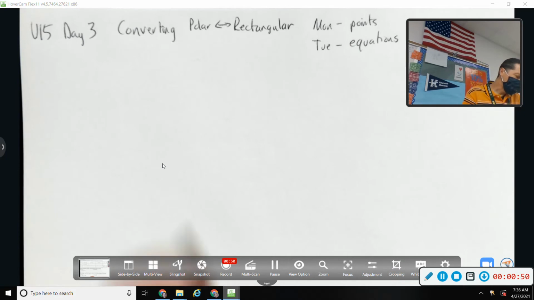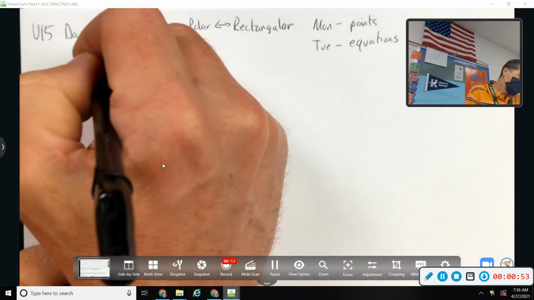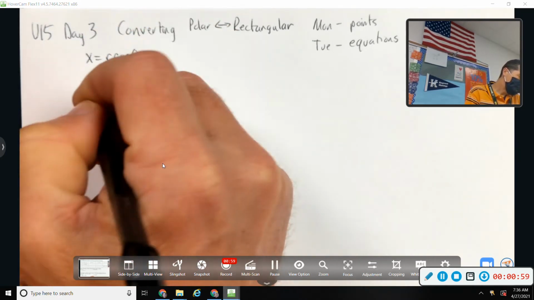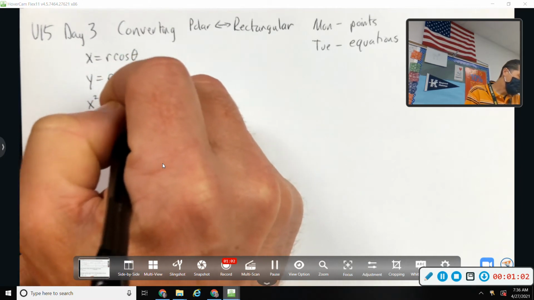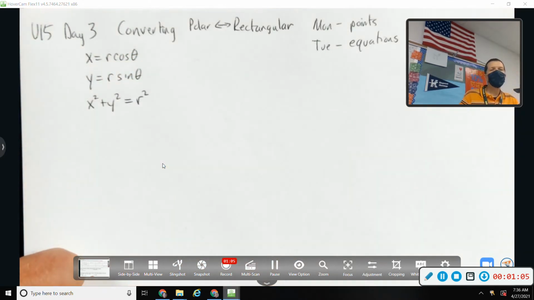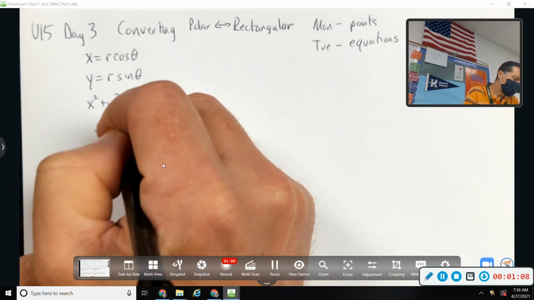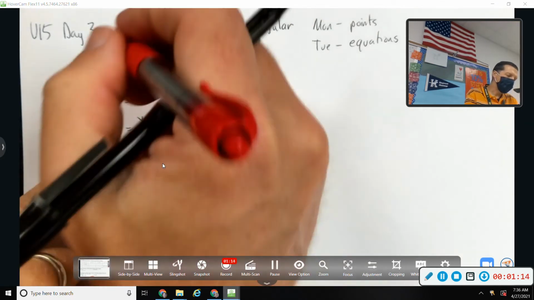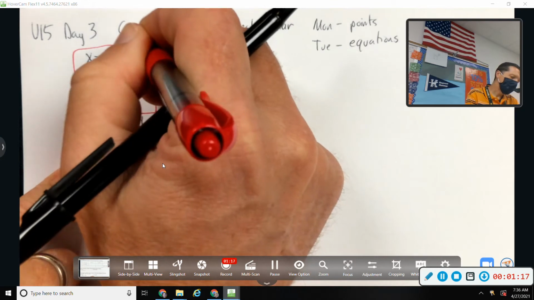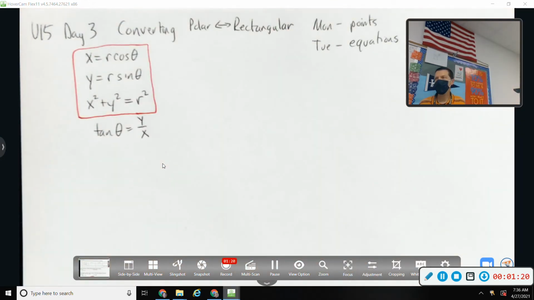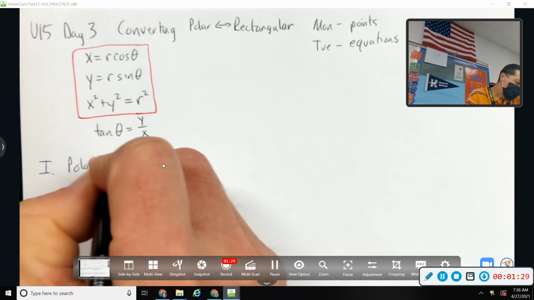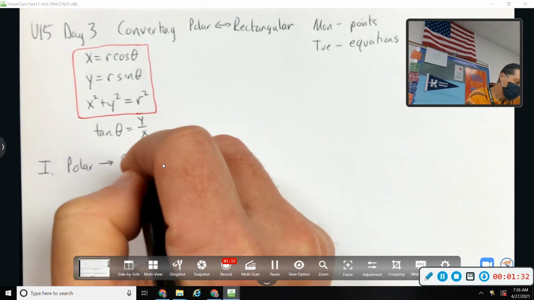The conversion equations are still all the same. x equals r cosine theta, y equals r sine theta, x squared plus y squared equals r squared, and tangent of theta equals y over x. Although we don't really use that last one very much today. I don't know if we use it at all today. So that one's really more for points, but the top three that we used yesterday we'll use again today. So let's do some from polar to rectangular.